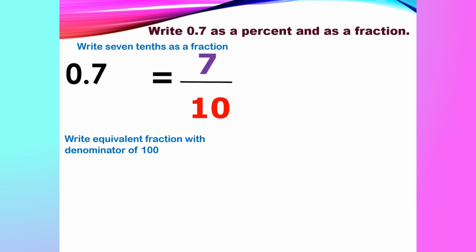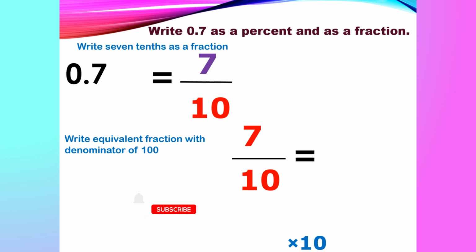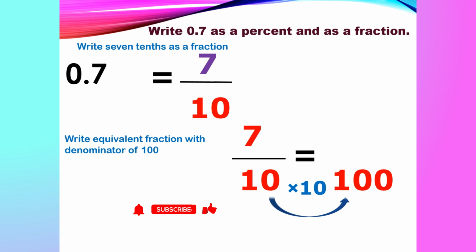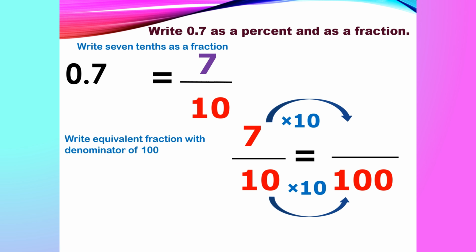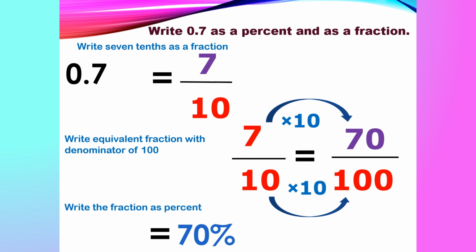We need to write an equivalent fraction with a denominator of 100. So let's think of what we can multiply with 10 to get a denominator of 100. 10 multiplied by 10 gives us 100. Then we multiply the numerator by the same 10, because we multiplied the denominator by 10. So 7 times 10 gives us 70. So as a percent, 7 out of 10 is 70%.